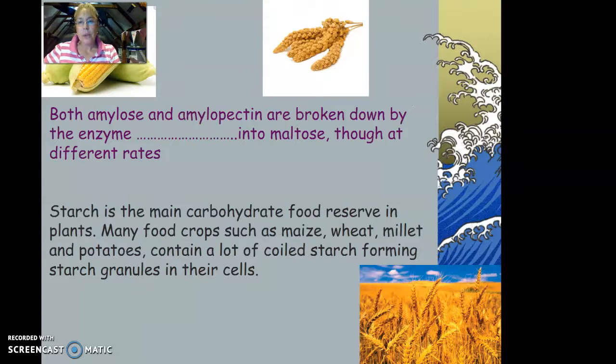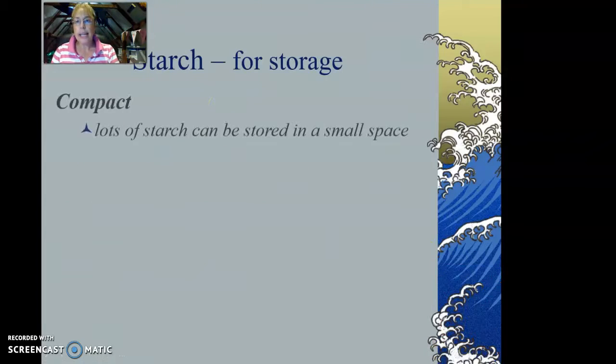Okay, so we then spoke about different forms of starch both being broken down by the enzyme maltase into maltose at different rates. And we mentioned that starch is the main carbohydrate food reserve in plants. So I got you a picture of millet there, which is used to make birdseed. We got wheat there and we got maize at the top.